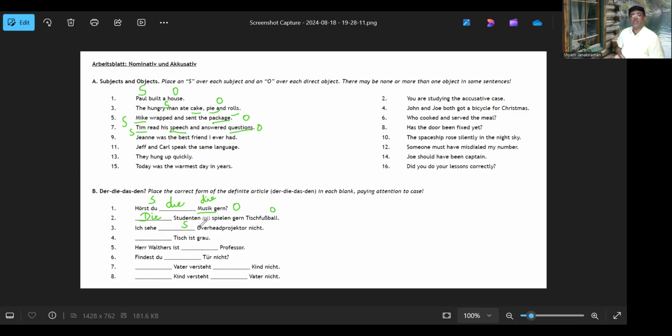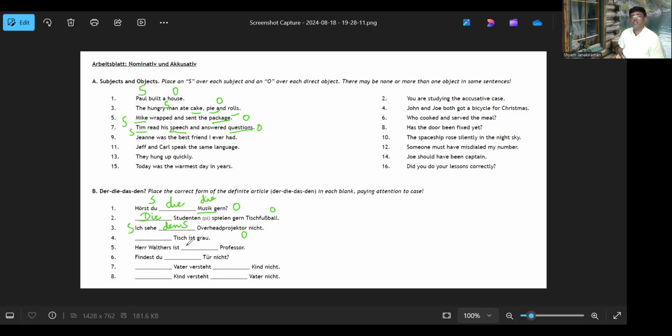Then the third one is: Ich sehe ___ Overheadprojektor nicht. So here overhead projector, you have to know it's masculine. And here ich is the subject and overhead projector is the object. Since it is masculine, in accusative it becomes den. So: Ich sehe den Overheadprojektor nicht.